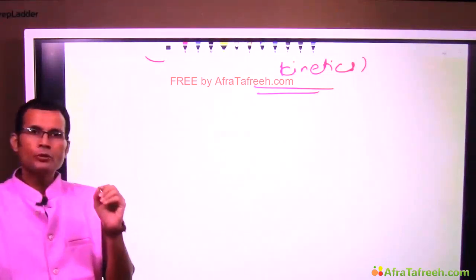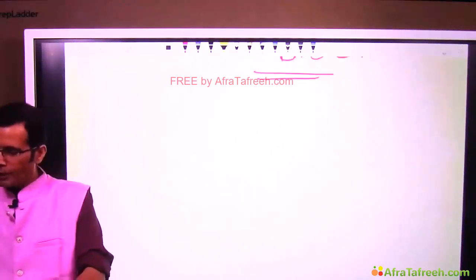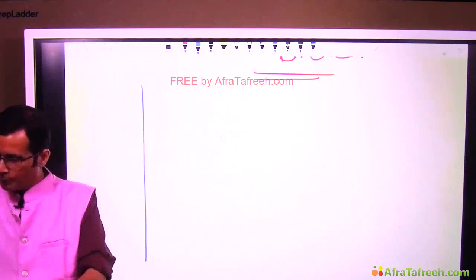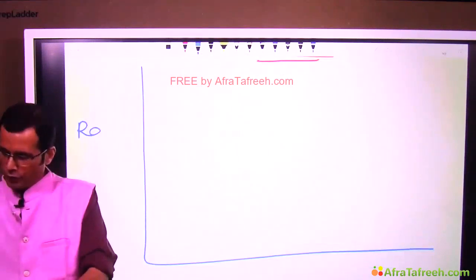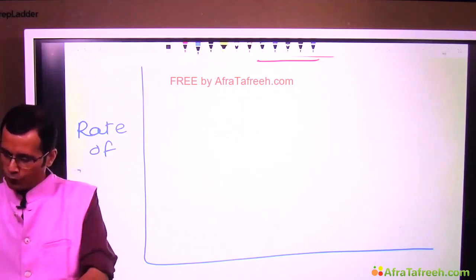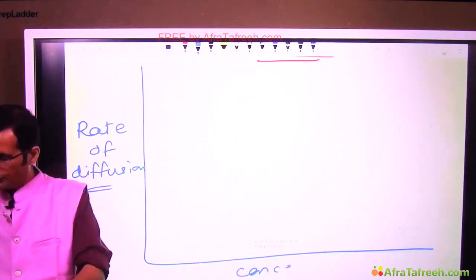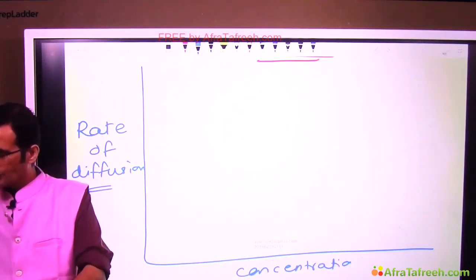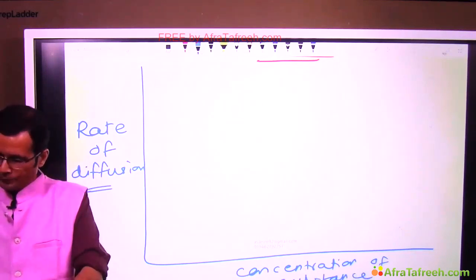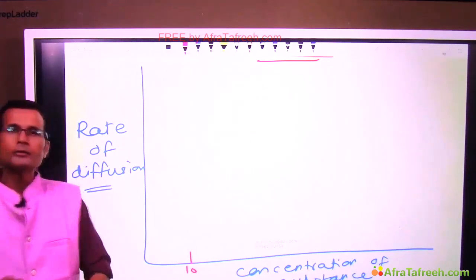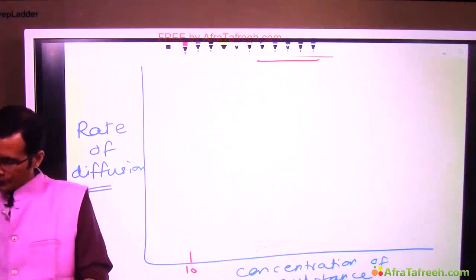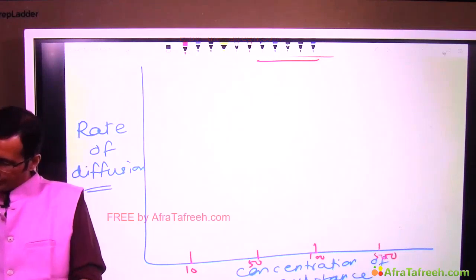And to understand this, we will have a comparative graph of simple versus facilitated diffusion. On this axis there is rate of transport or rate of diffusion, and over here on the horizontal axis, concentration of the substance on one side of the membrane. Let's take some arbitrary units here to understand. 10, 50, 100, 500, let's say millimoles per liter.